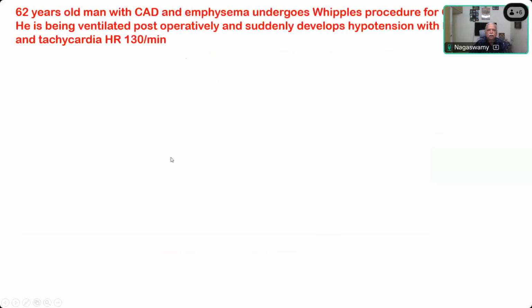A 62-year-old man with coronary artery disease and emphysema undergoes Whipple's procedure for carcinoma pancreas. He is being ventilated postoperatively. Suddenly he develops hypotension with a BP of 60/30, and tachycardia of 130. What are the causes of postoperative hypotension?